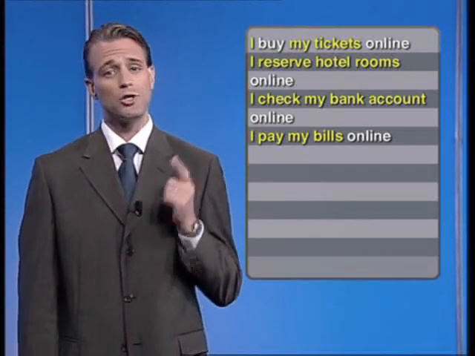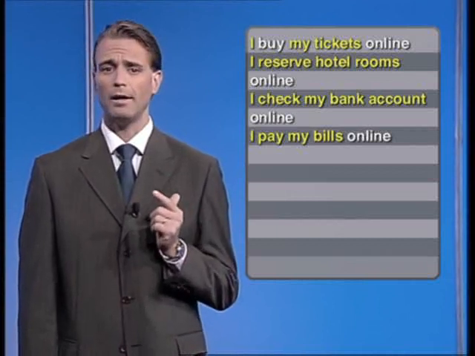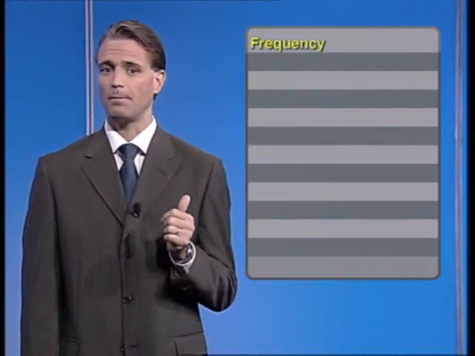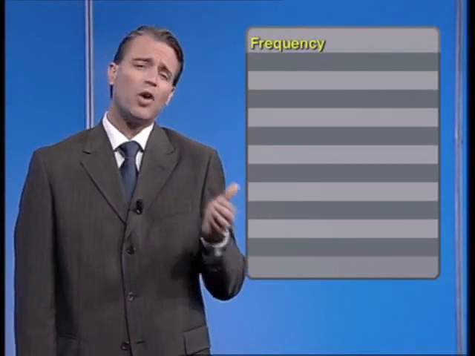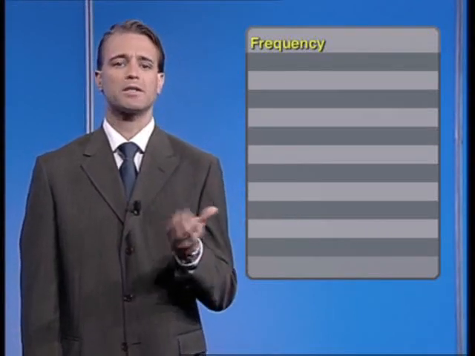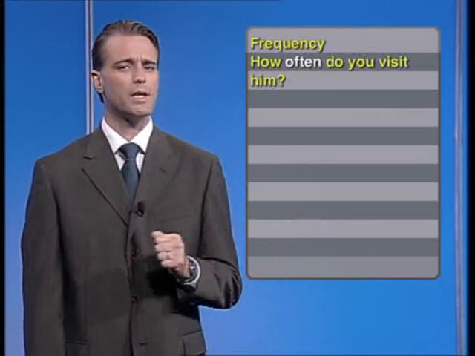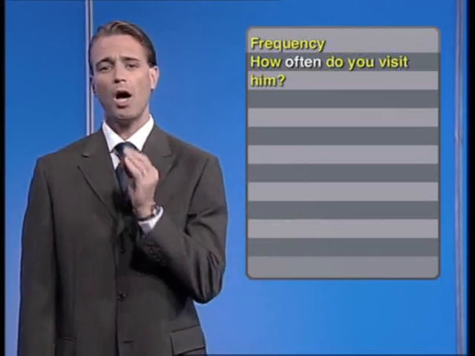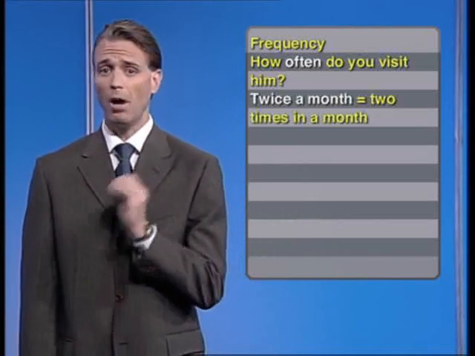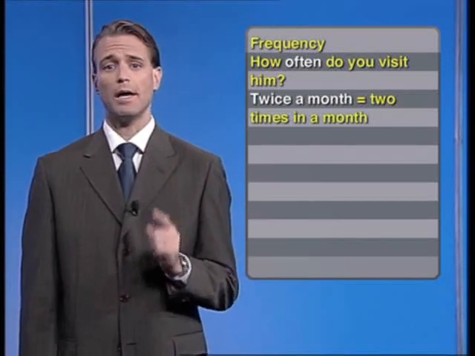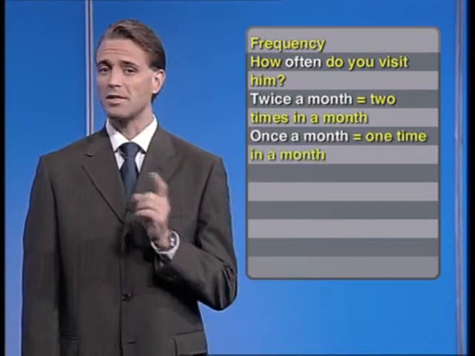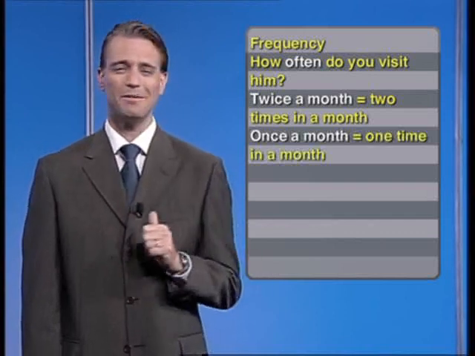Okay, just 2 more things before we say goodbye. The first is frequency. When we say how often we do something, I asked Marie, how often do you visit him? And she said, twice a month. Twice a month means 2 times in a month. Once a month means 1 time in a month.